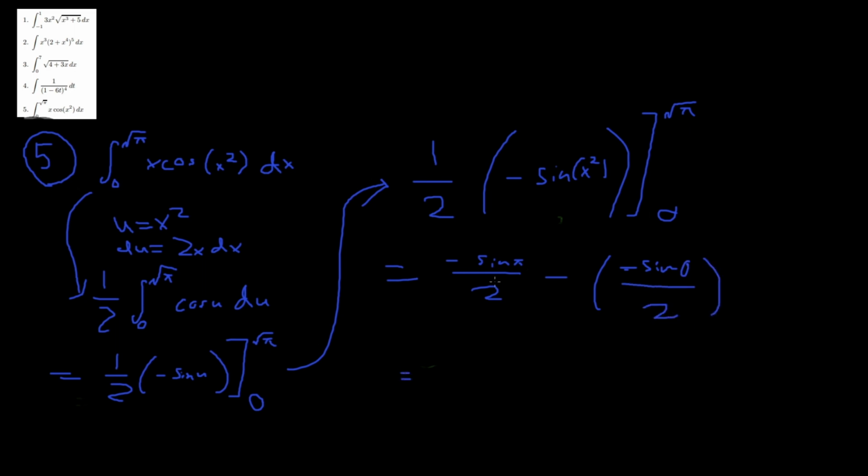We know that sine of pi is 0, so negative 0 over 2 is just 0. And we also know that sine of 0 is 0. So negative sine of 0 over 2 is just 0. So this is 0 plus 0, which just turned out to be 0. And that is the answer to this problem.